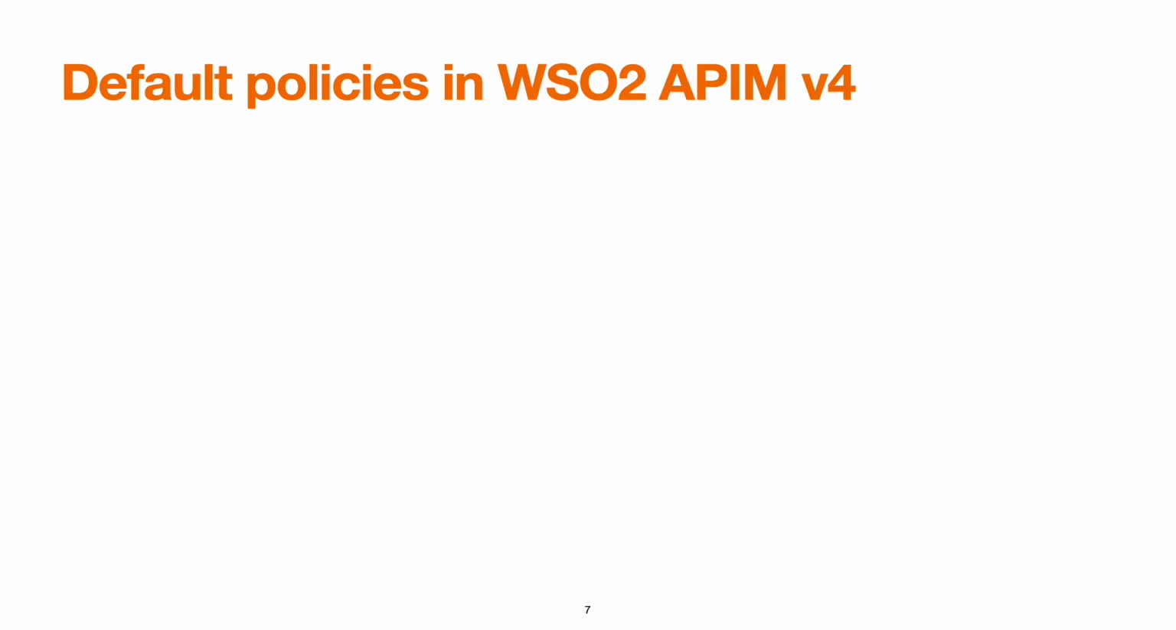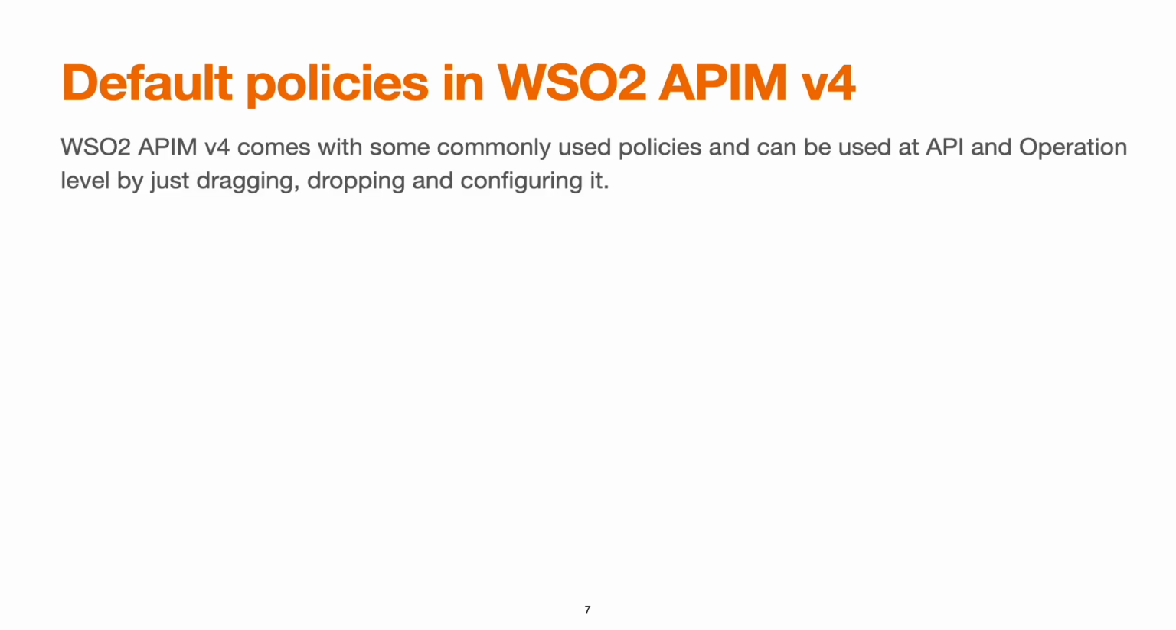There are certain default policies in API Manager 4. Earlier versions also facilitated this, but API Manager version 4 comes with a longer list of default policies. With the help of this capability, we can just drag and drop, followed by configuring the policy at the API level or the resource level.